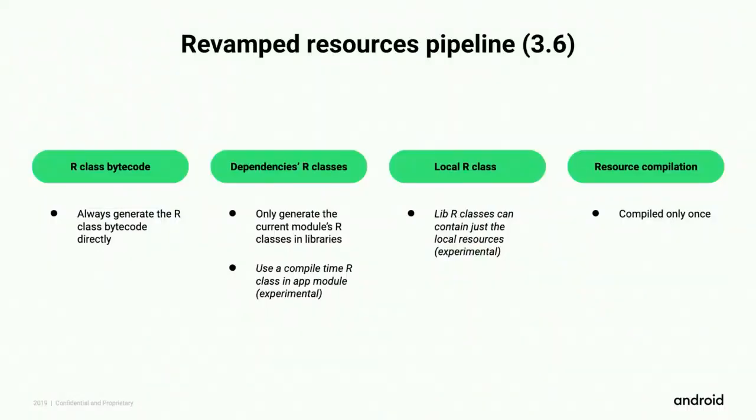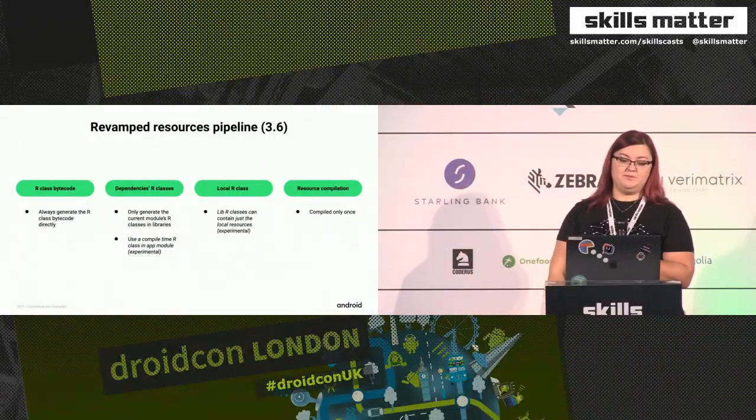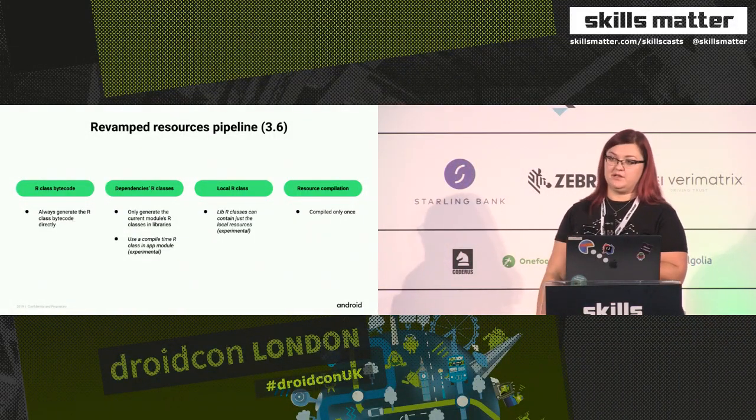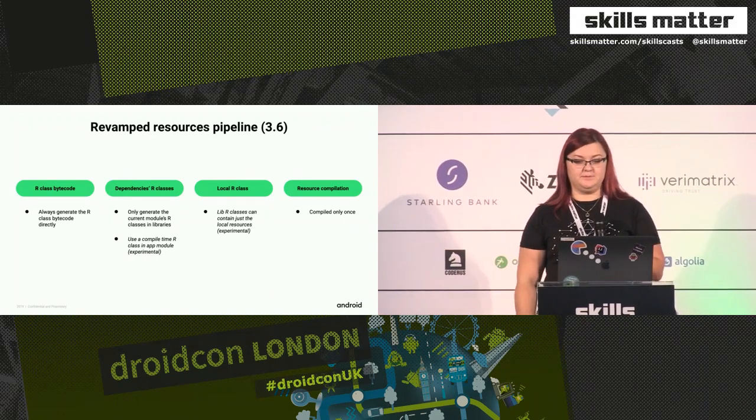Yep. So to sum up, we have these benefits in 3.6. We generate the bytecode directly, both in library and app modules. We only generate library R classes once in each module and reuse them. And we precompile resources. You get these three for free just by upgrading to 3.6. And if you want to experiment to speed up your resources pipeline, your builds even further, you can use the two flags that I mentioned to use compile time R classes in app modules, or to use namespaced R classes in libraries as well.